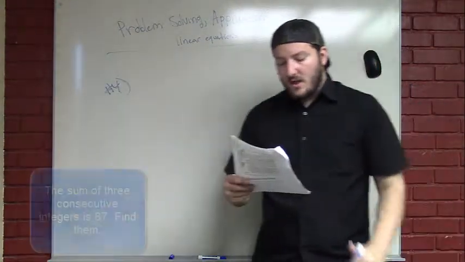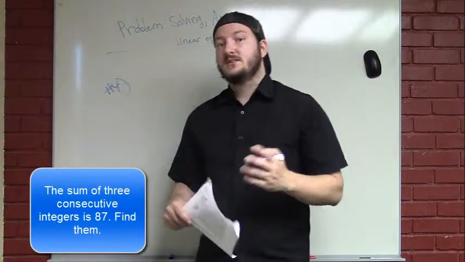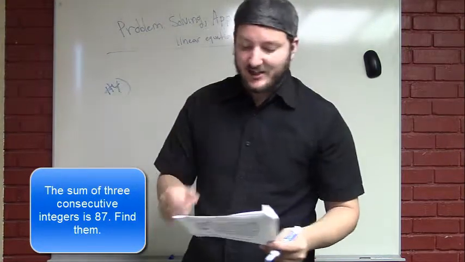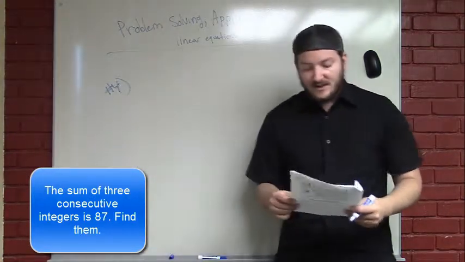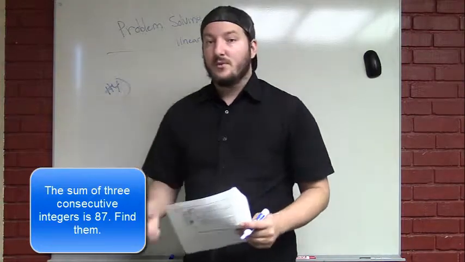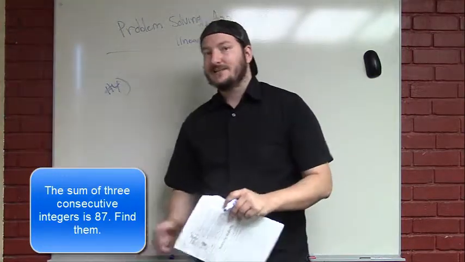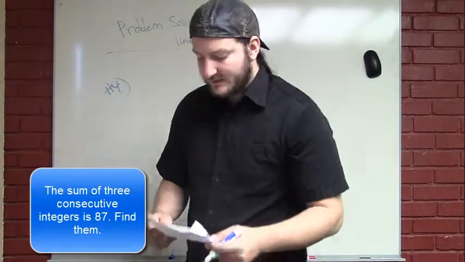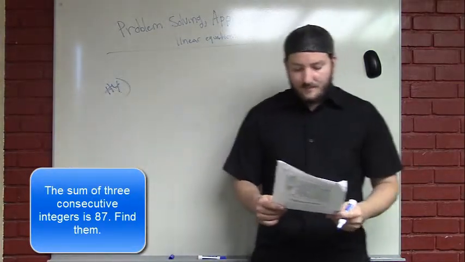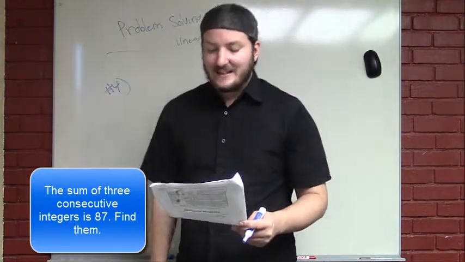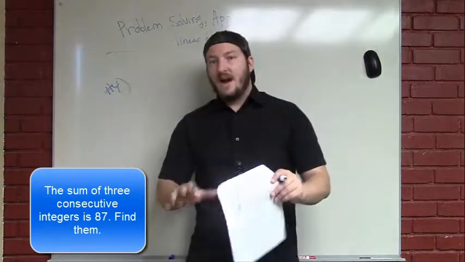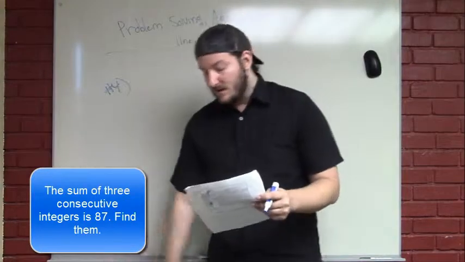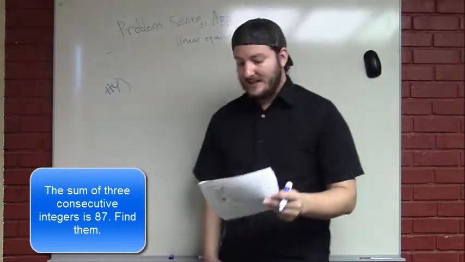All right. It says the sum. Sum means adding. The sum of 3 consecutive integers. Consecutive means right after one another, like 4, 5, 6, or 10, 11, 12, or 15, 16, 17. That's what it means to be consecutive. It says the sum of 3 consecutive integers is 87. Find them. Very demanding question. It's just find them. Let's do what the problem says.